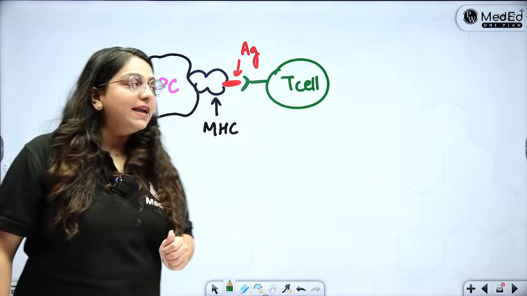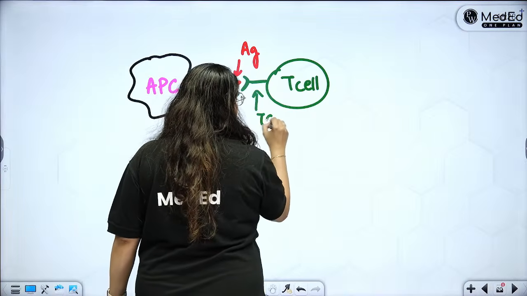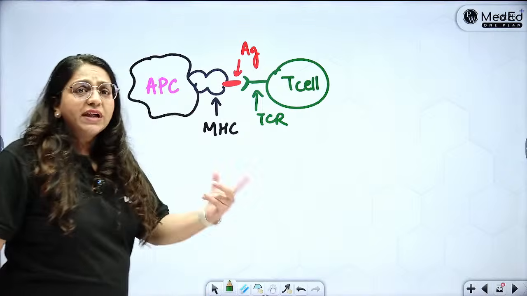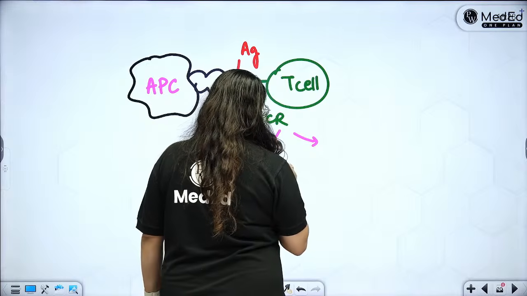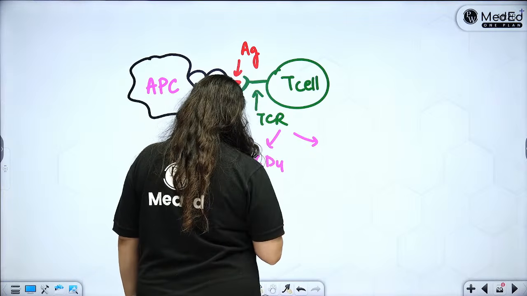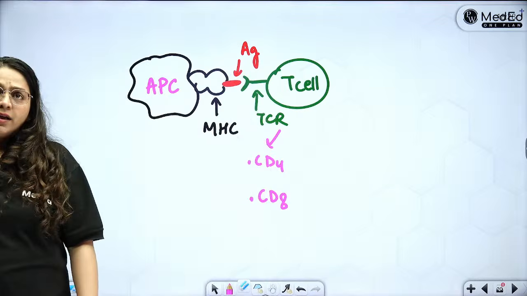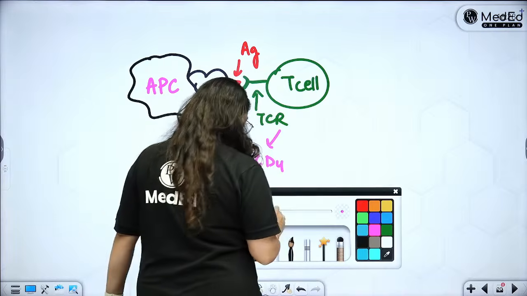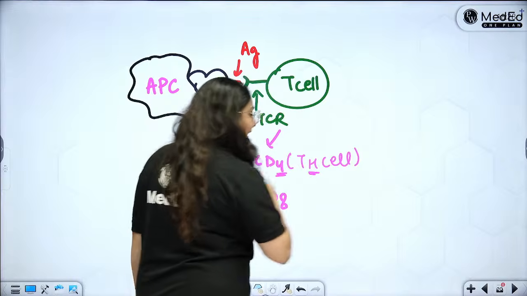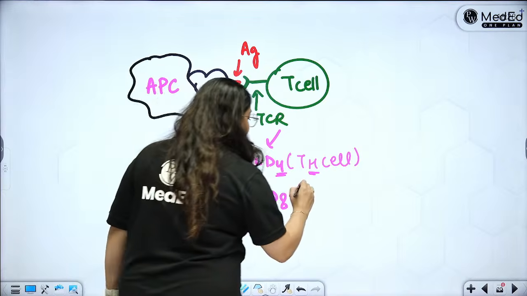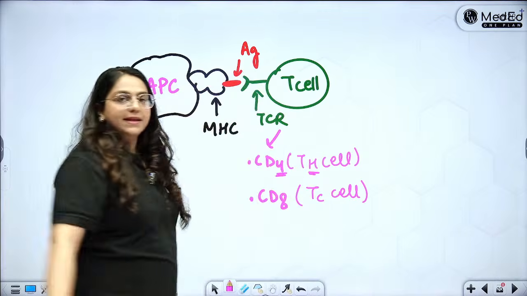I have told you, depending upon which CD marker this is. What is this now? This is a receptor of the T cell, so this is a T cell receptor. You know that a T cell receptor can either be a CD4 or a CD8. If it is a CD4, this T cell is a T helper cell because 4 looks like H. If it is a CD8, it is going to eat the cell, meaning it is going to kill the cell. It is a cytotoxic T cell, right?